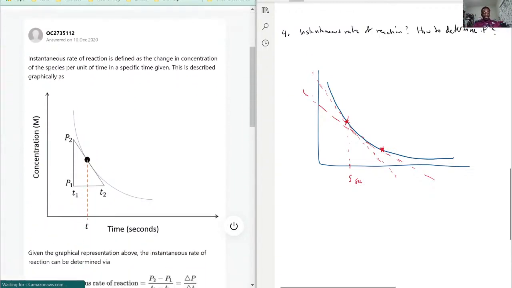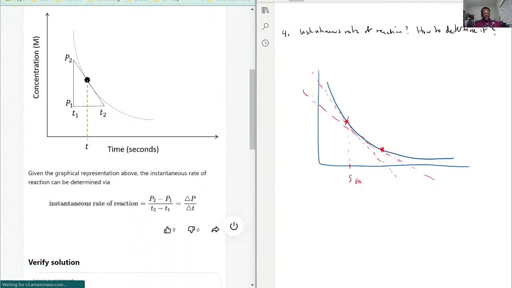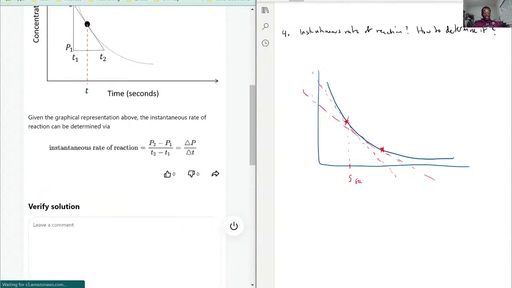Okay? As you can see here, that's what they did. They drew a line tangent to it. They got the rise over run, and that is how they're able to find specifically their instantaneous rate at that specific time. Okay? So with that, this is correct.